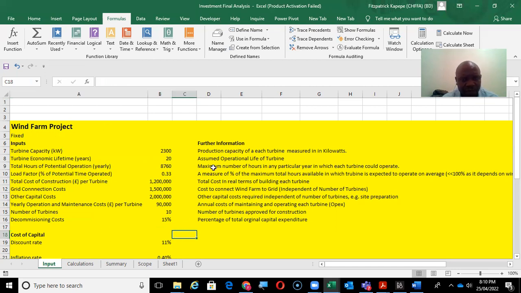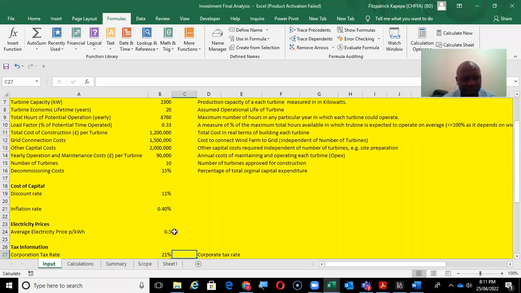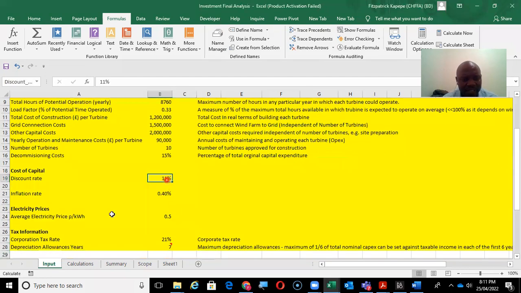Yearly operation and maintenance costs per turbine, which is 90,000. Decommissioning cost is 15, which is percentage of total original capital expenditure. Discount rate is at 11%. Inflation is at 0.4.